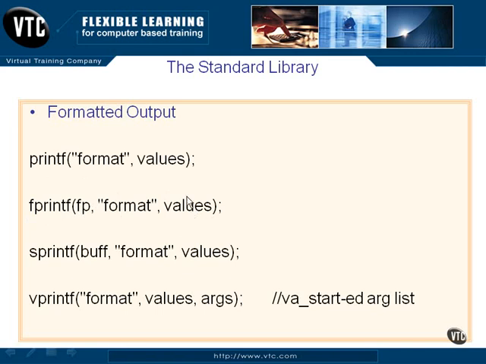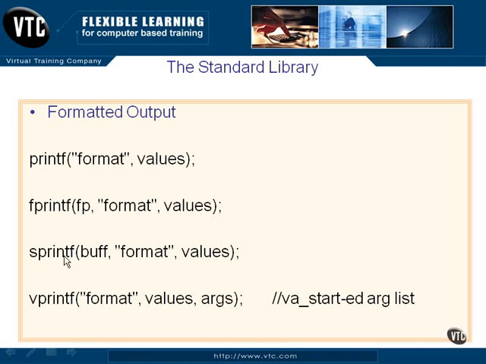Obviously the values will be put into the format string to look like they would in a printf, and then the whole thing will be sent out through this file pointer wherever it happens to go. A printf is just an fprintf pointing to the standard out. That's all that really happens when you make that call.